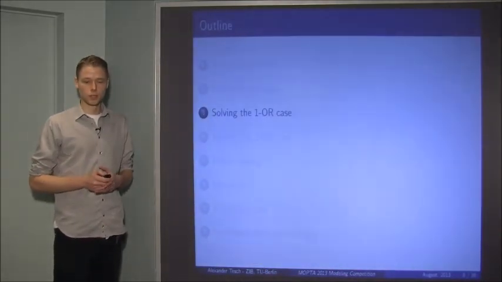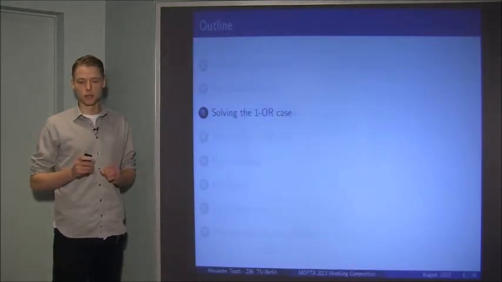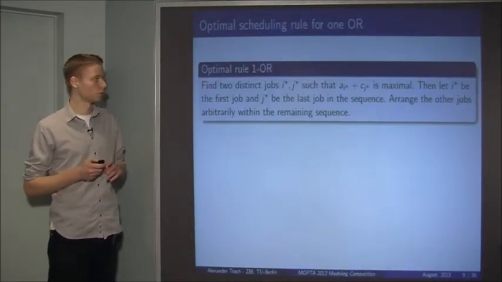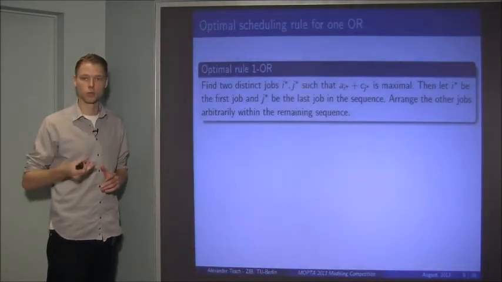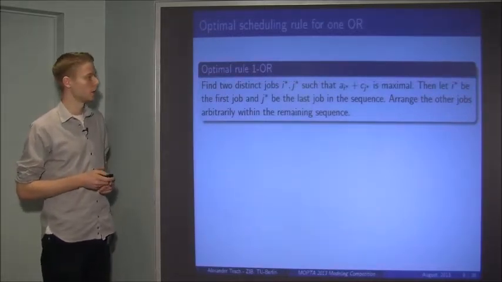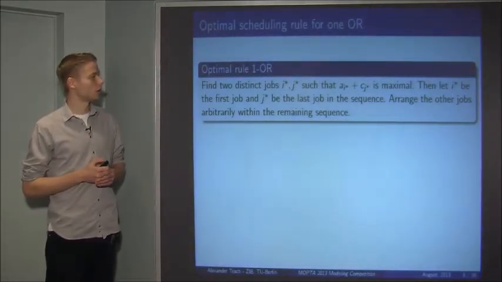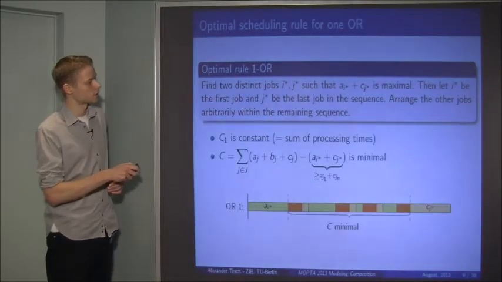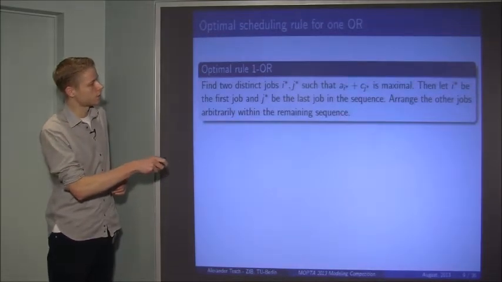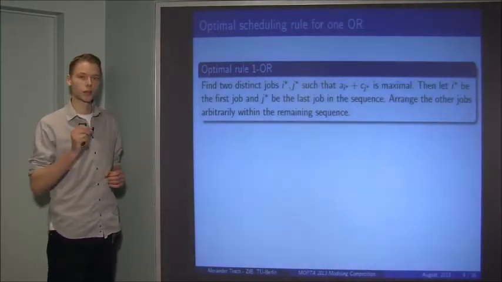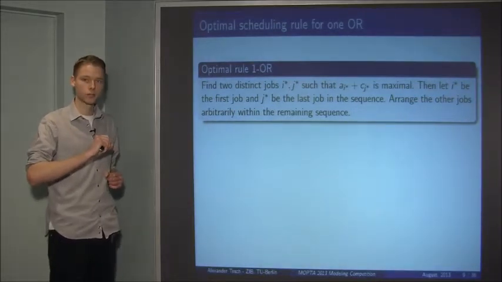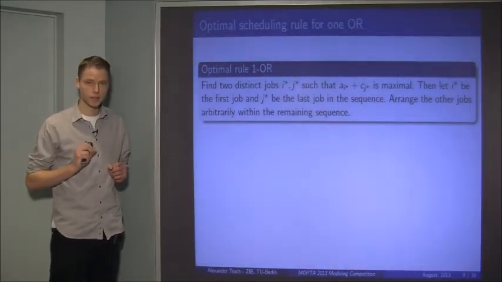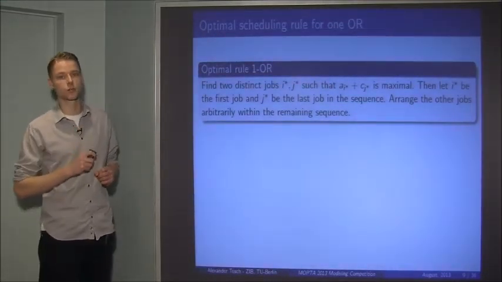If we now consider the case where we have just one operation room, we can see that this is pretty easily solvable, because we can develop an optimal scheduling rule for one operation room. And this looks as follows. We just find two distinct jobs, I star and J star, such that this cost here is maximal. We have just one operation room given, and we schedule I star as the first job in the sequence and J star as the last job in the sequence.